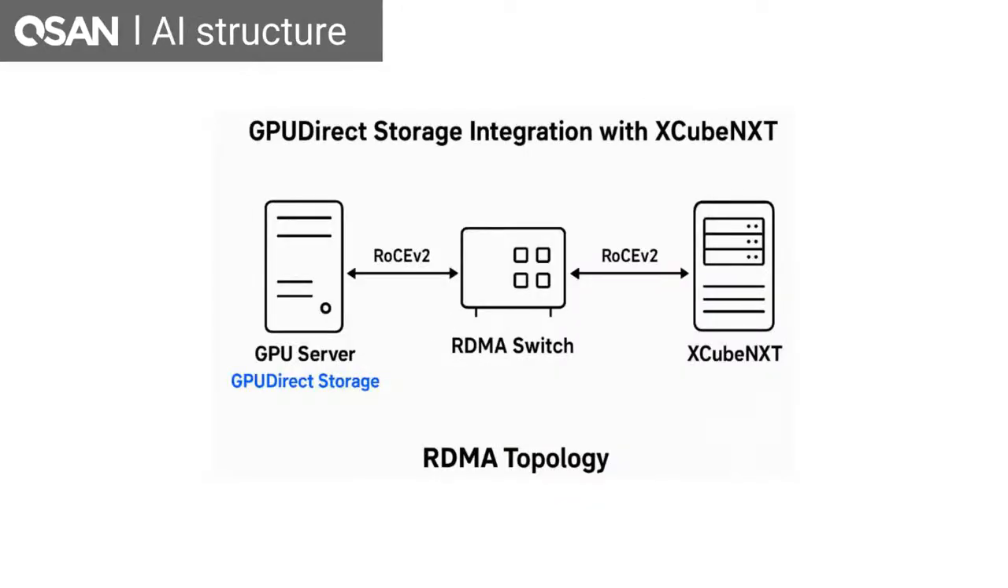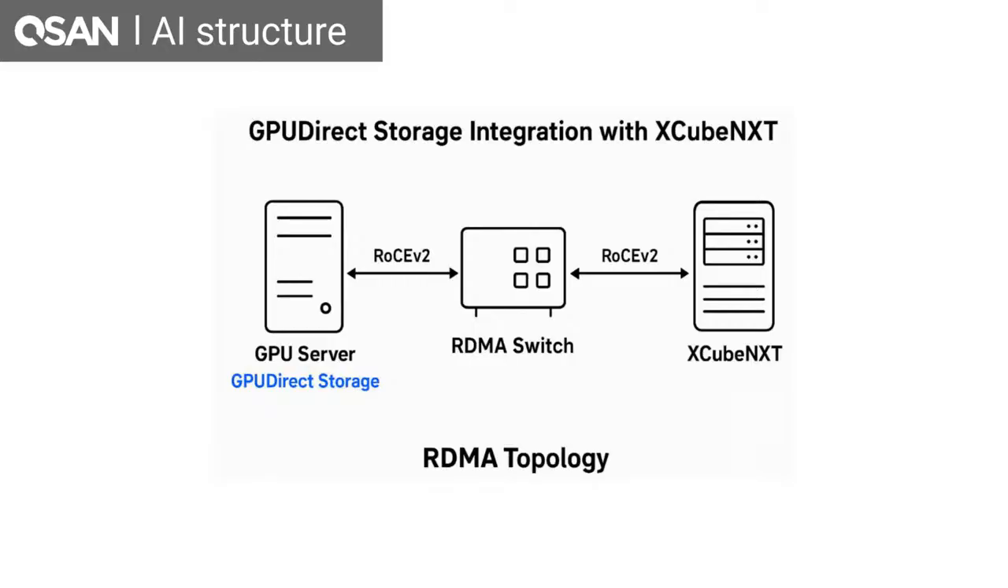The connection topology is quite simple. It involves establishing a direct high-speed RDMA, remote direct memory access, capable networking between the GPU server and the XCubeNXT storage system, with RoCE v2, RDMA over Converged Ethernet v2, being the preferred choice. This setup provides low latency and high bandwidth, ensuring efficient data transfer and significantly enhancing overall system performance.